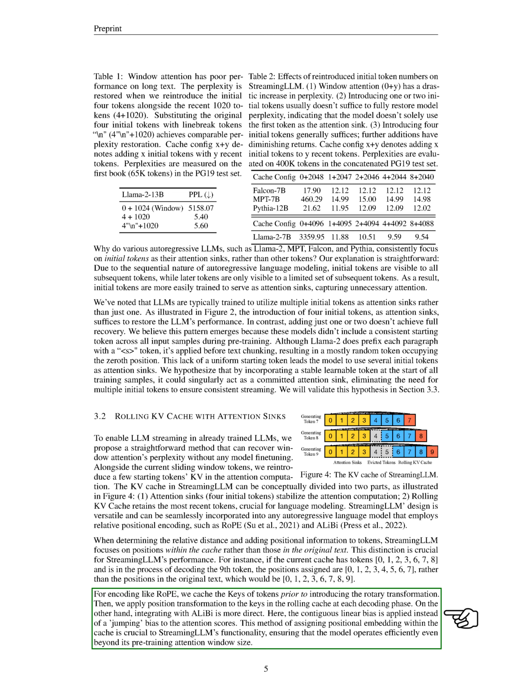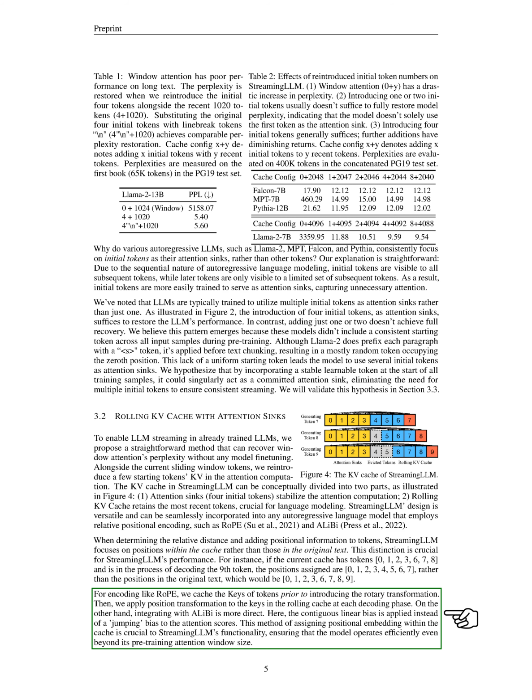For encoding like RoPE, we store the keys of tokens before applying the rotary transformation. Then, we apply position transformation to the keys in the rolling cache at each decoding phase. For ALiBi, the process is more straightforward. Here, we apply a continuous linear bias instead of a jumping bias to the attention scores. This way of assigning positional embedding within the cache is crucial to StreamingLLM's functionality, ensuring that the model operates efficiently even beyond its pre-training attention window size.